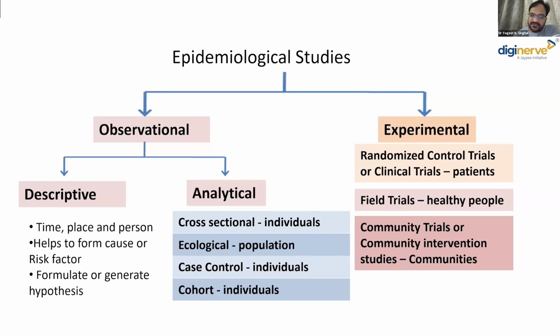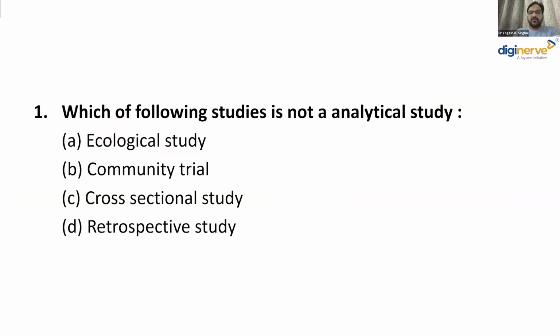Okay. Now some MCQs. Which of the following studies is not an analytical study? It is simple. Obviously, we have discussed community, ecological study. Okay, cross-sectional can be retrospective. I didn't tell you about the retrospective study. It is the case control study. And cross-sectional can be retrospective. Okay, we will discuss this. So B is the correct answer, community trial.